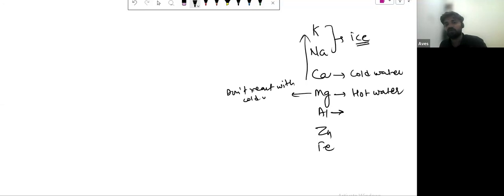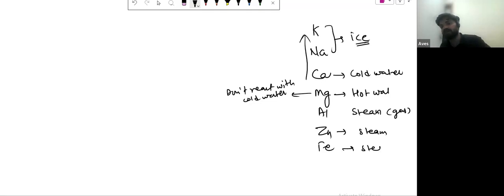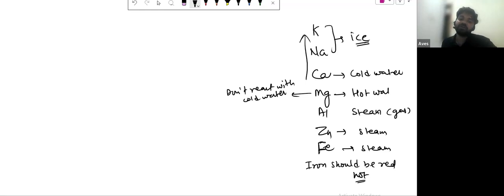You need to keep in mind here that aluminium reacts with steam, dear student. Reacting with steam means the hot water should be steam, meaning gas. Zinc also reacts with steam, and iron also reacts with steam. But the condition for iron is that the iron should be red hot, dear student. When you are having the iron, it should be red hot.